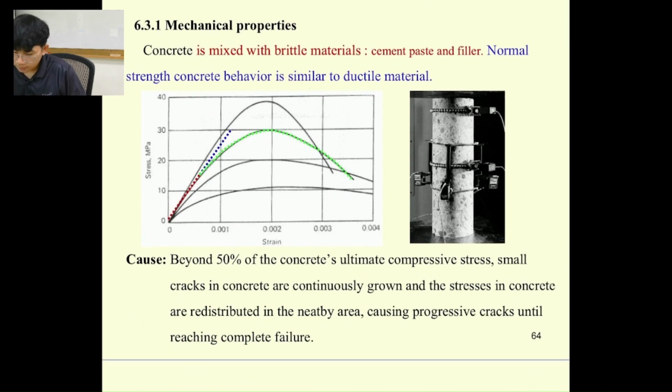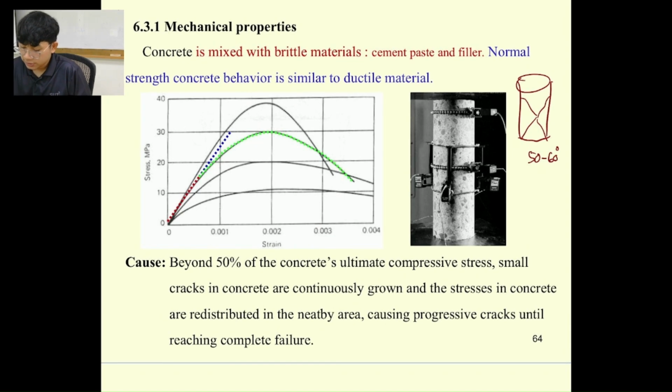Okay. You already tested this at the lab. When you test for compression, the concrete is going to fail. It's not going to explode, it's going to fail by cracking, and it's going to show you something like this. It cracked at an angle of about 50 to 60 degrees.